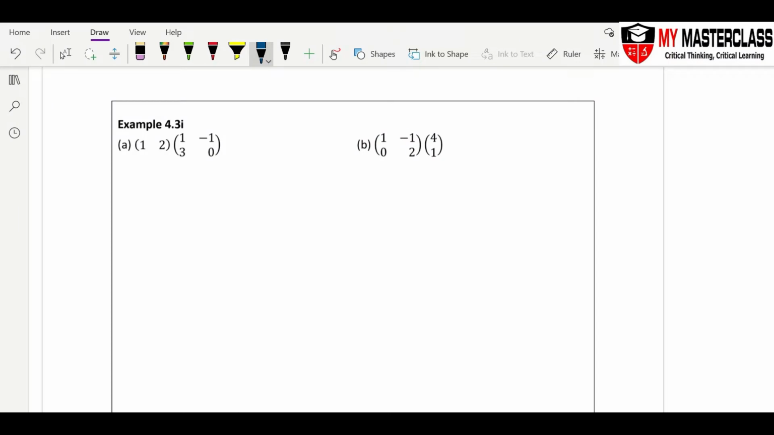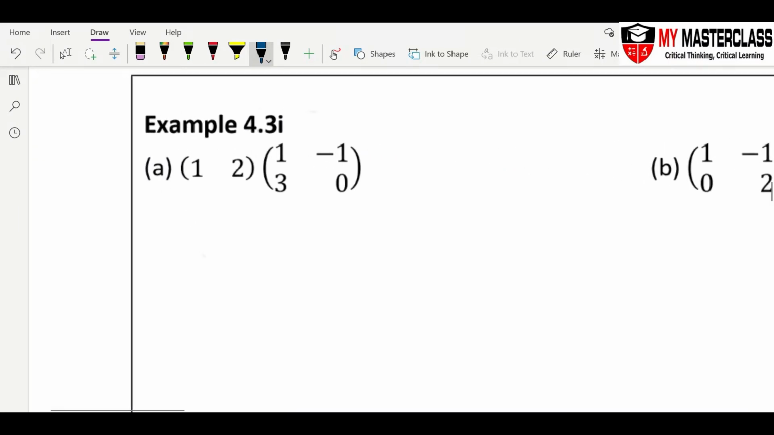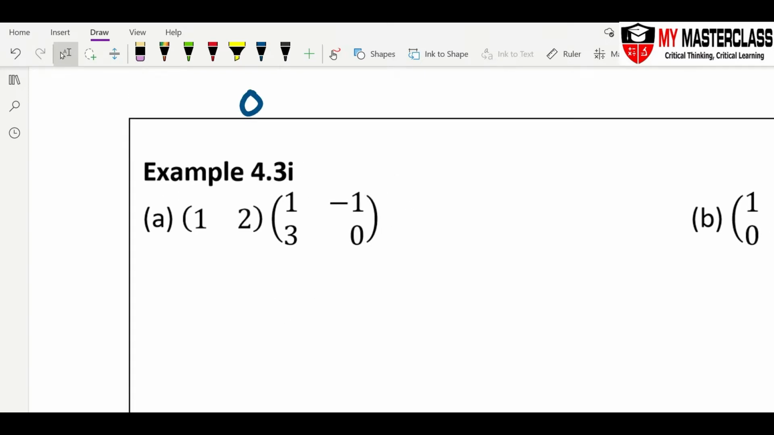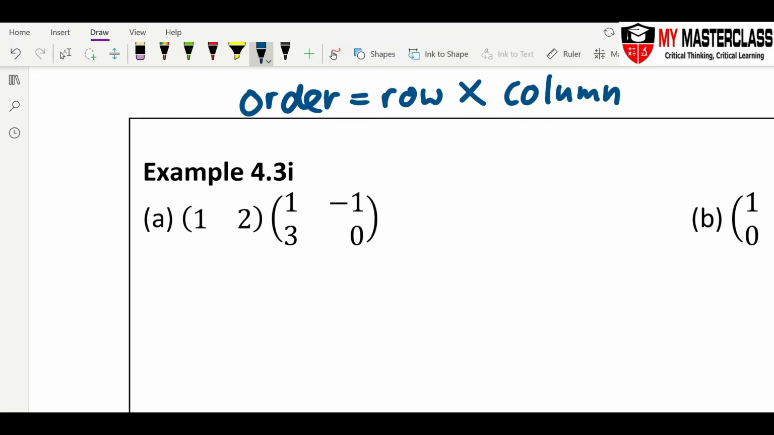When we do matrix multiplication, the first thing you must do is always label the order of the matrix. What does the order of the matrix mean? The order is always row by column, even though we put a multiply sign there, it's called "by". In this case, one row is in this direction, column is in this direction. It's a 1 by 2 matrix, and this is a 2 row 2 column matrix.